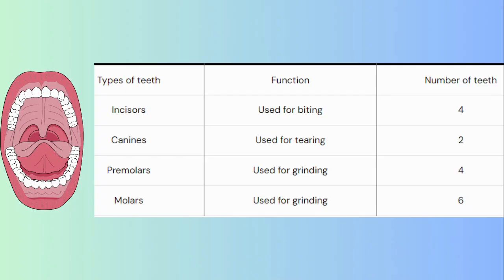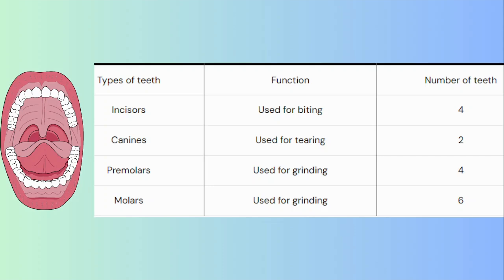Then we have teeth. There are mainly four types of teeth. First is the incisor, the front four, which is used for biting. That is a total of eight incisors, top and bottom. Then canines, the side piercing-like teeth, used for tearing. There are two in the upper jaw and two in the lower jaw.